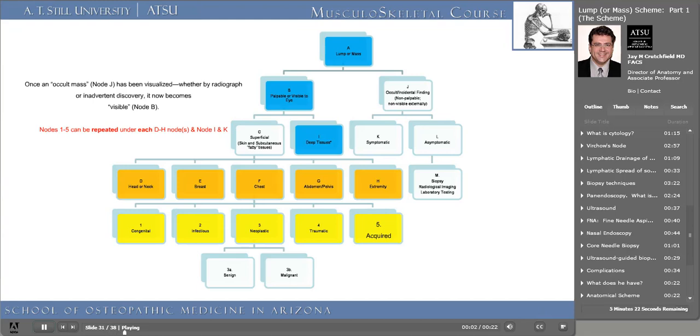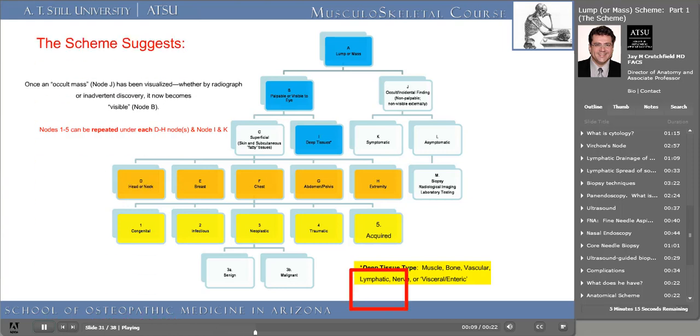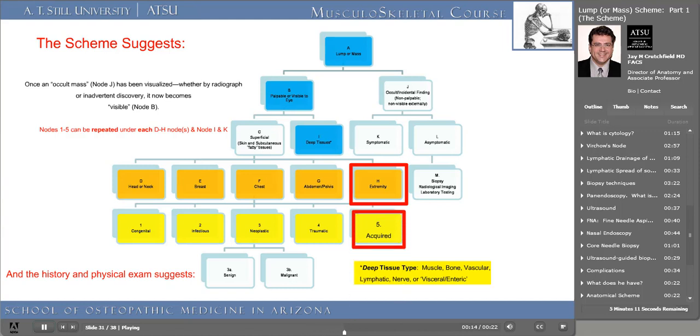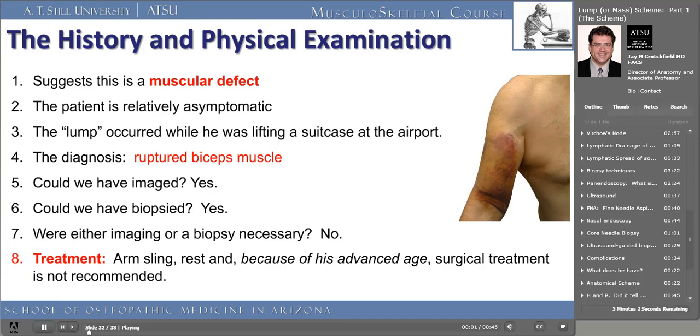The scheme suggests that we're dealing with either a superficial or deep tissue of an extremity, and the physical exam suggests it most likely was an acquired lesion. Our history reveals the patient experienced an acute, painful injury while at the airport lifting his suitcase. With this information, we can do more. Currently, the patient's asymptomatic, but initially the injury was associated with some bruising, and our physical exam shows he's still able to flex his forearm, but with some discomfort and difficulty.